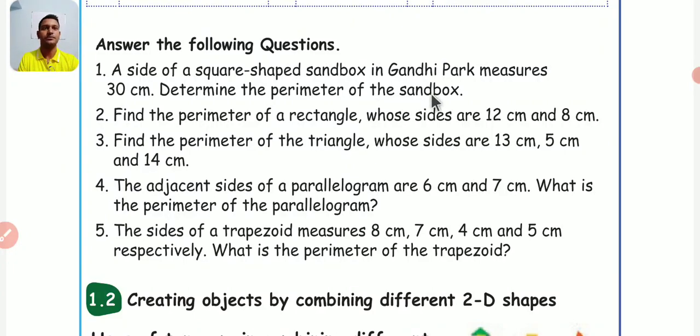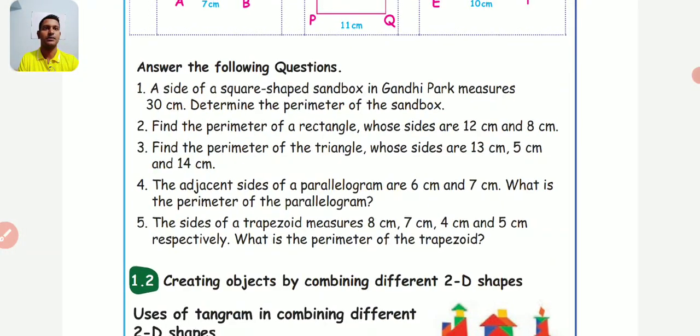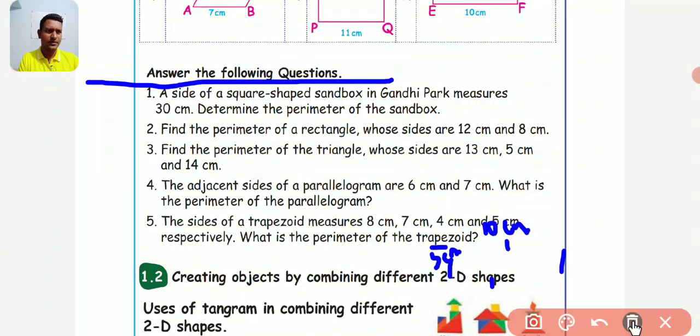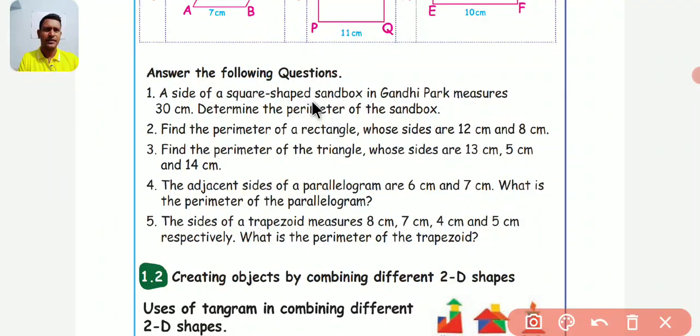In Gandhi Park we have one sandbox. Side length 30 centimeter. The sandbox is in which shape? Square shape. This is very important. The sandbox is in square shape. Therefore you have to draw the square.